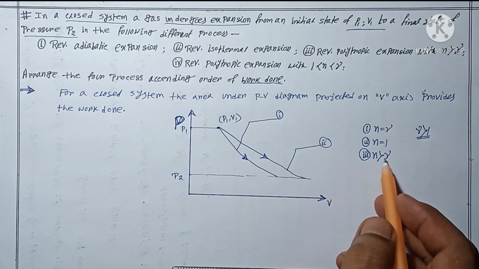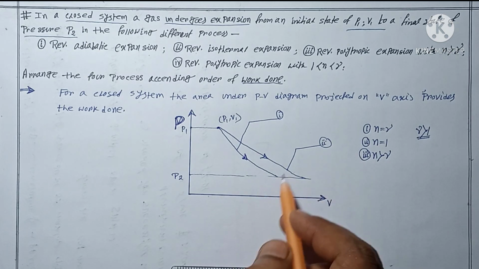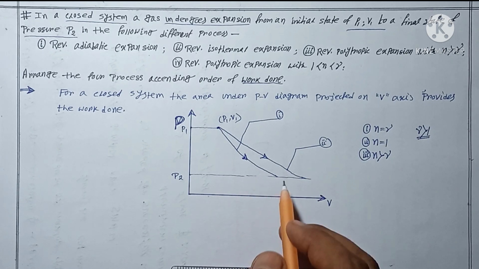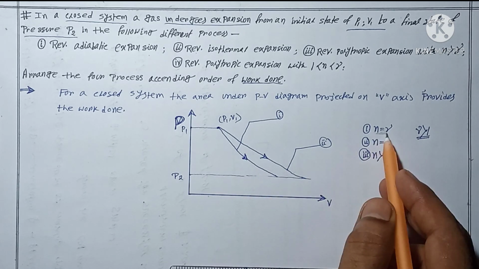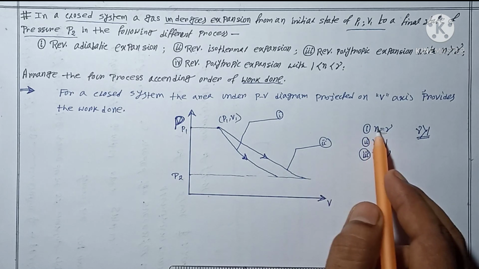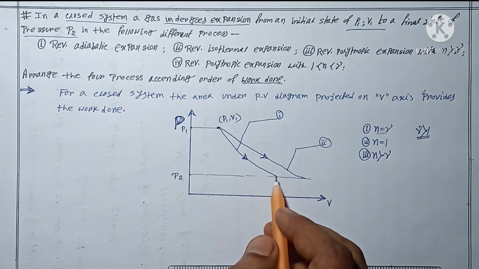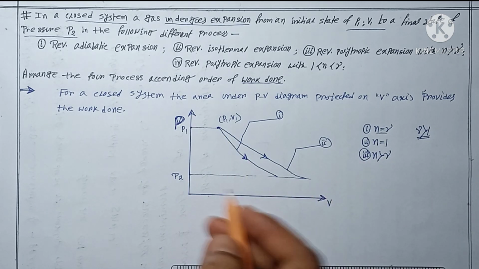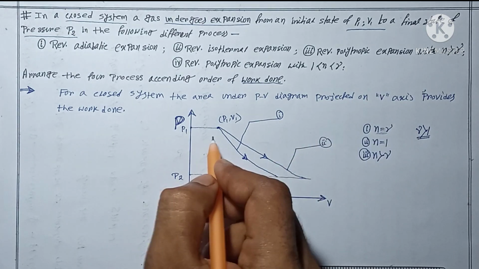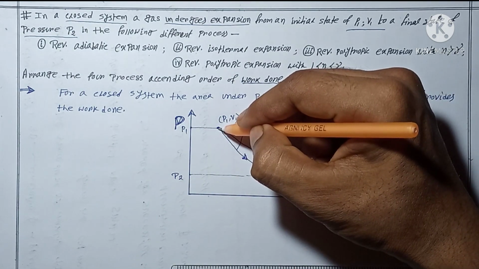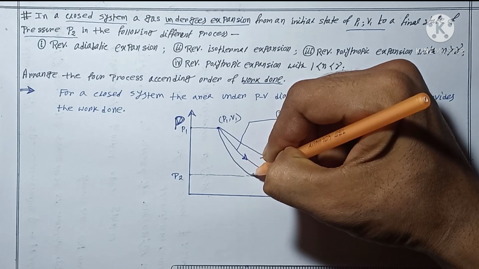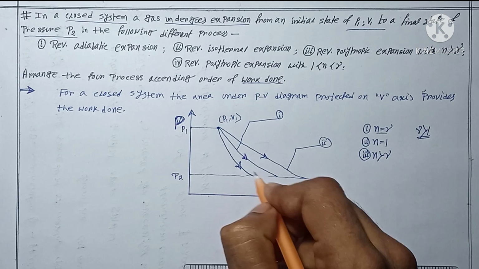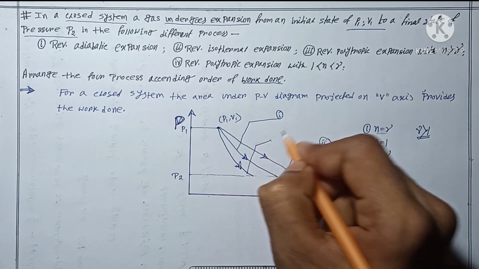If the n value is greater than gamma, this process will be on the left side of the first process, because for the first process n equals gamma, and n is basically the slope. If I represent the process on the left side, then the slope will be more, meaning the n value is more. So the third process will be on the left side of the first process, the reversible adiabatic expansion process. Okay, this one is my third process.